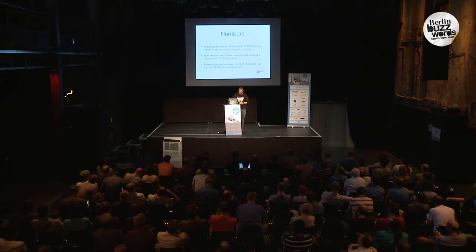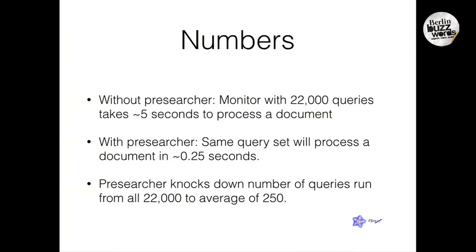Numbers. This is the important bit. This is a benchmark I did a couple of weeks ago, on a representative corpus for a client that we're working with at the moment. They've got 22,000 queries. Running it on this, and this is not server hardware, this is just a MacBook, it takes about 5 seconds to run 22,000 big, ugly queries over an average document, which is not bad.